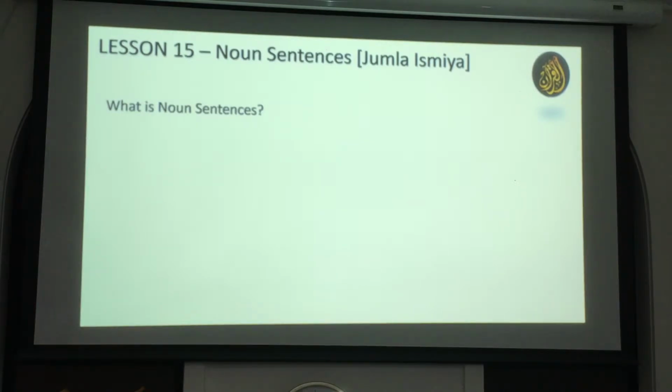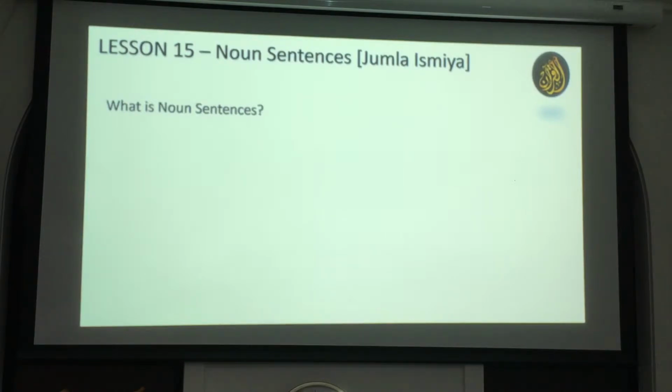When you go to the fi'l study, the verb, the action, then we'll have sentences based on the fi'l. So simple, just remember this: noun sentence is based on nouns, ism; the fi'l sentences are based on fi'l. So in the fi'l sentences, we'll have a proper action, like someone is going somewhere, someone is drinking, someone is praying, someone is giving something, okay, so there will be a proper action.